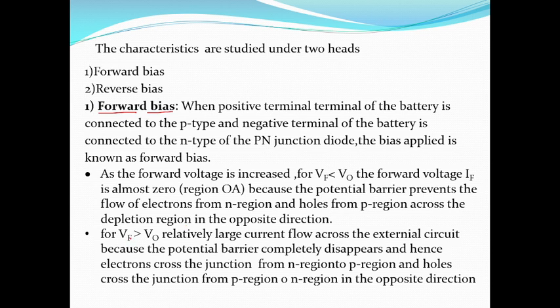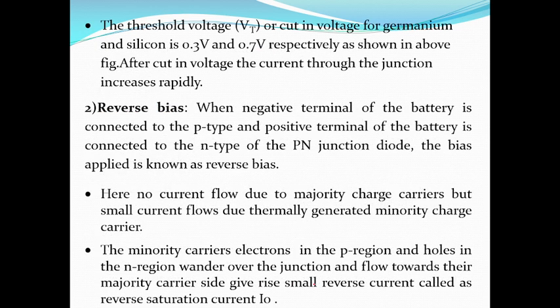But if the forward voltage is greater than the threshold voltage, meaning the cutoff voltage, electrons can move freely from the N region to the P region and holes can move freely from the P region to the N region. So there is a flow of current. This we call forward current, which is taken in milliamperes. This cutoff voltage for germanium is 0.3 volts and for silicon is 0.7 volts.